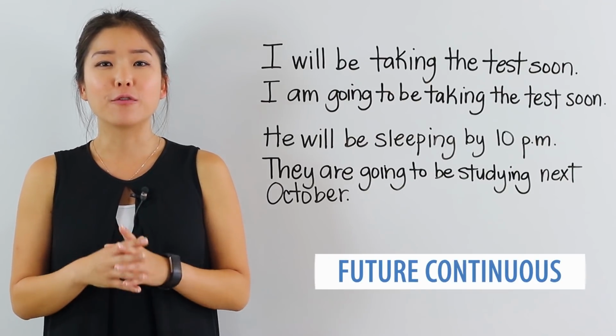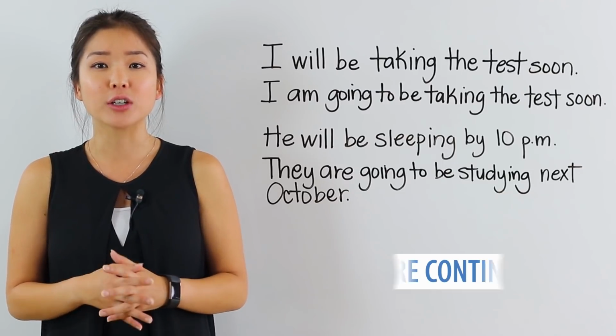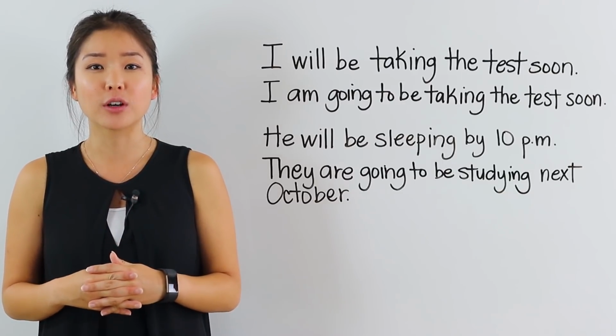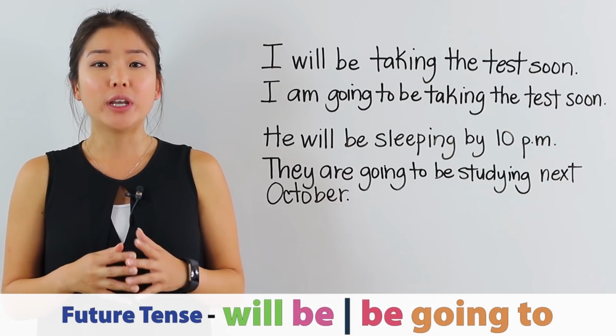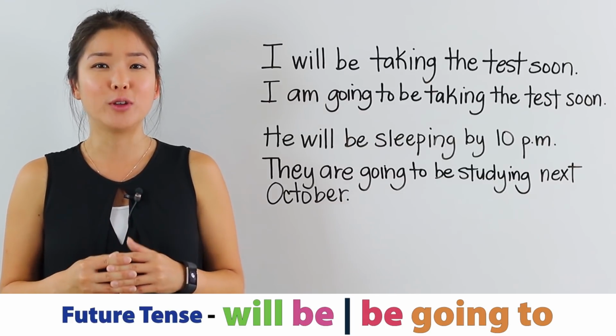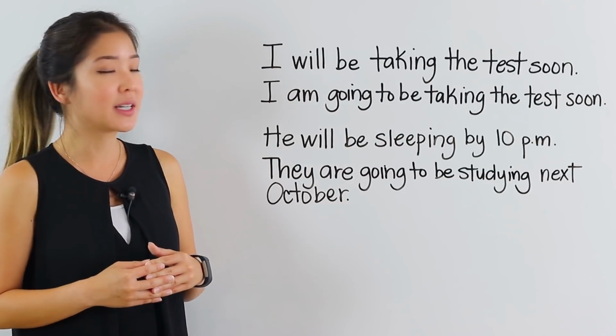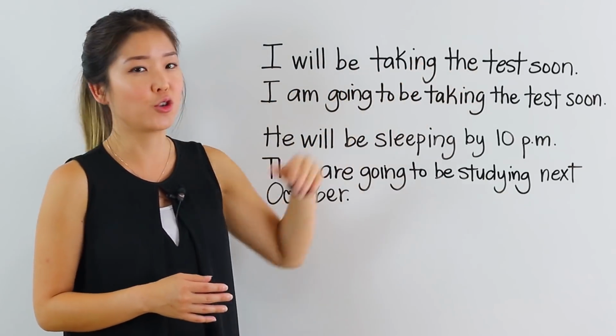One usage of the future continuous tense is to talk about an ongoing action that will happen in the future. We include when this action will be happening. We can use will be or be going to be to do this. Let's take a look at some examples. I will be taking the test soon.